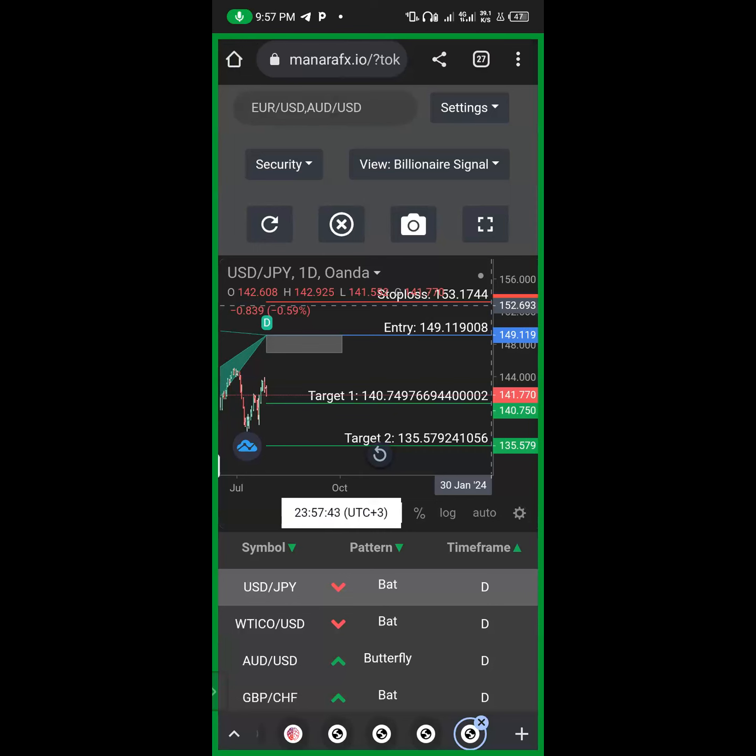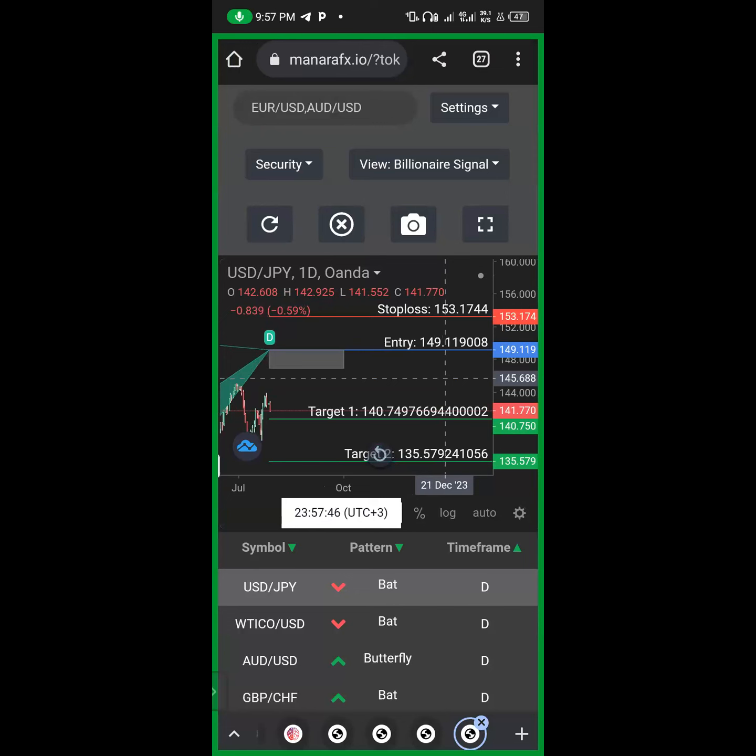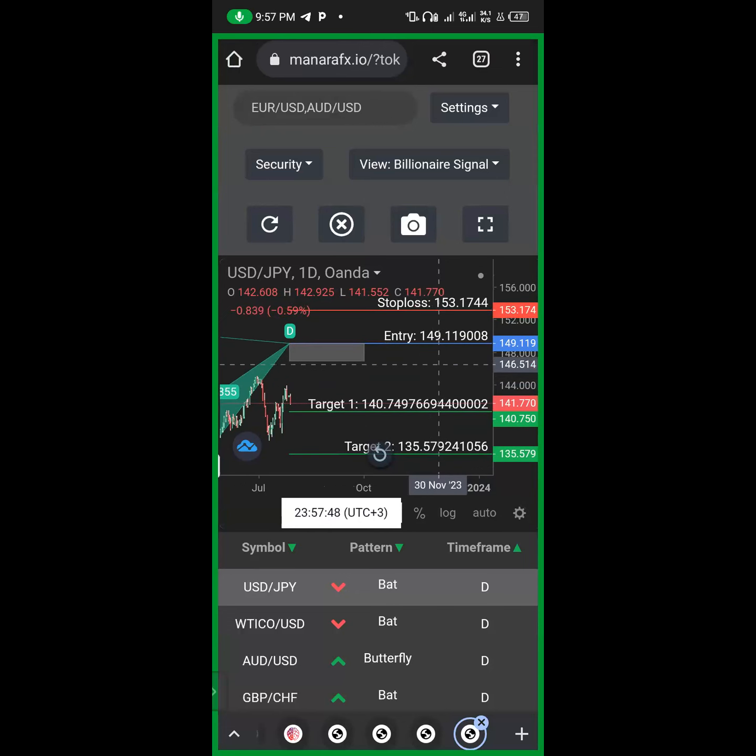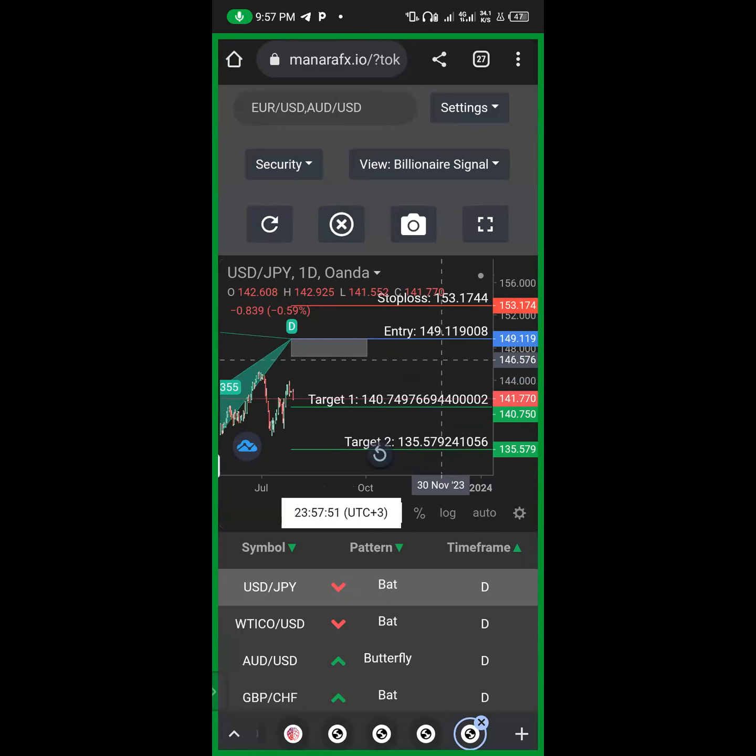Yes. So if you're setting your entries now, you set this as 146.576 as one entry, and then you set 149.119 as another entry. In case it doesn't get to this one, it will get to that one, so you'll be picked up and then you'll be in profit as well.